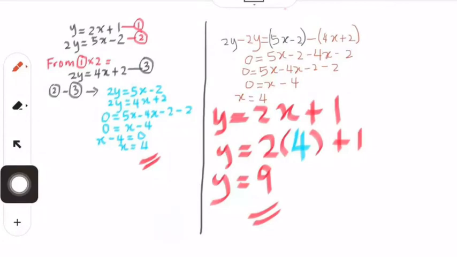Teacher, macam mana nak tahu nak tolak ke tambah operation 1 and 2? Macam mana nak tahu nak tolak ke tambah?